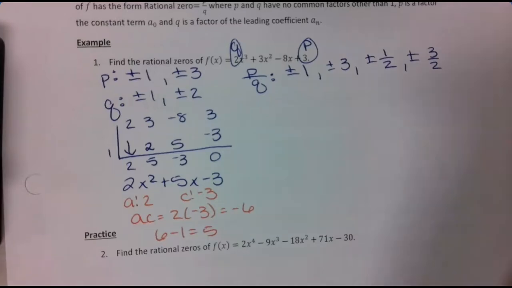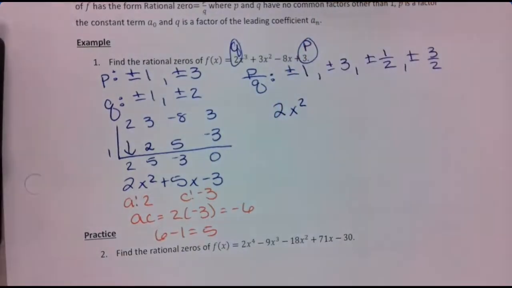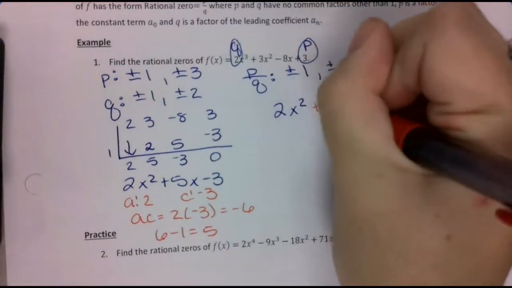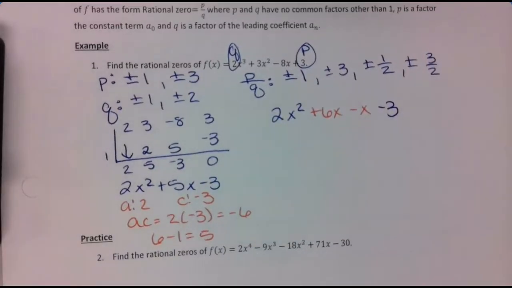Then I'm going to split up my middle term into those two factors. So I'm going to have positive 6x, negative x, and then minus 3. Then I want to break it up into two groups.